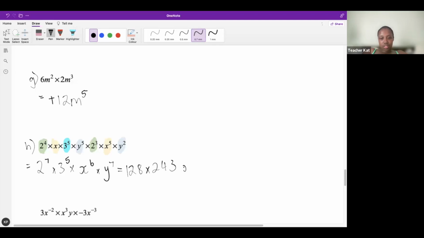Then I'm just going to write these the way they are. X to the power of 6, y to the power of 7. So what's 128 times 243? 128 times 243, 31,104. X to the power of 6, y to the power of 7. Do you guys think I would have gotten all my marks if I stopped here? Or actually, if I stopped here? If I stopped in step number 2, would you think I'd get all my marks?